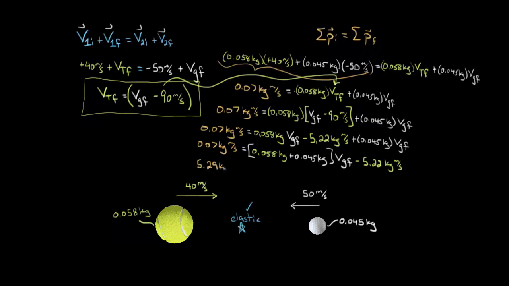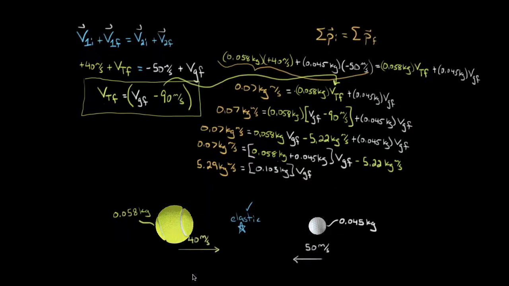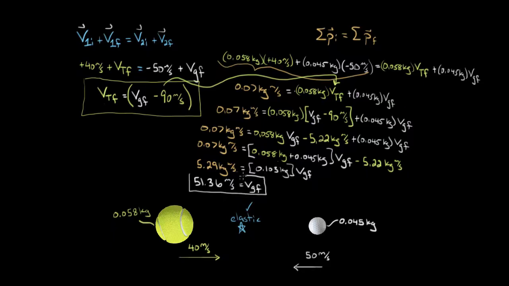5.29 kilogram meters per second, and that's going to equal, if I just add 0.058 and 0.045, I get 0.103 kilograms times the final velocity of the golf ball. And let me move these initial velocities down so we can see. At this point, if I divide both sides by 0.103, I'll get 51.36 meters per second on the left-hand side, and that equals the final velocity of the golf ball. So we did it. We found one of the final velocities of these objects. We found the final velocity of the golf ball.